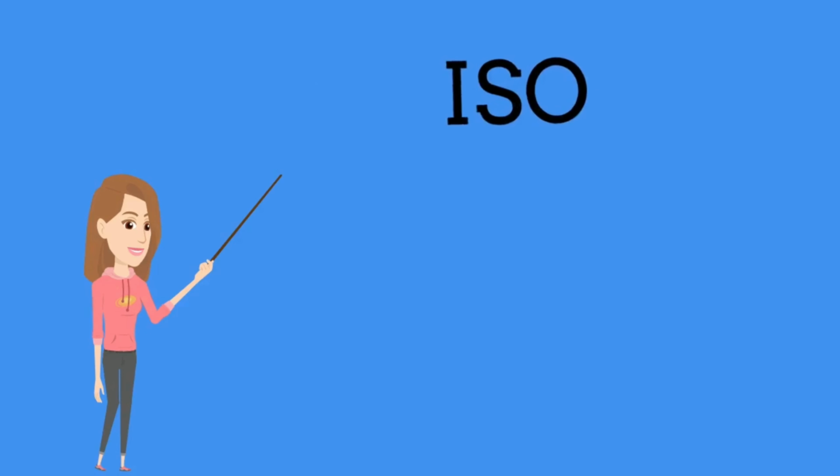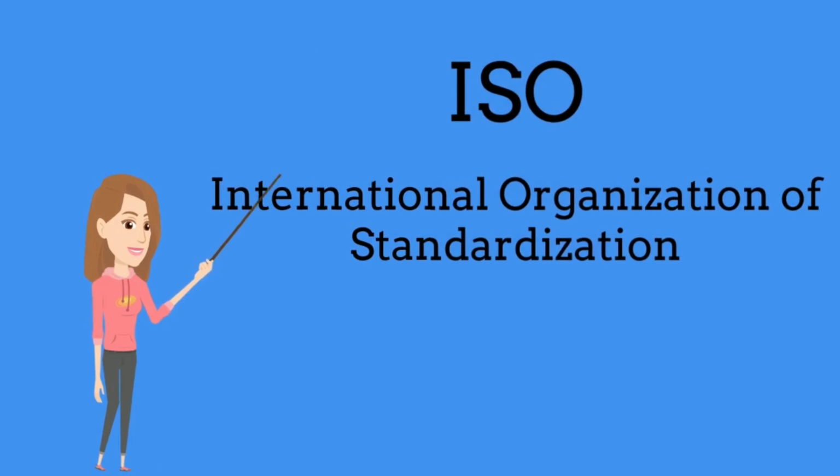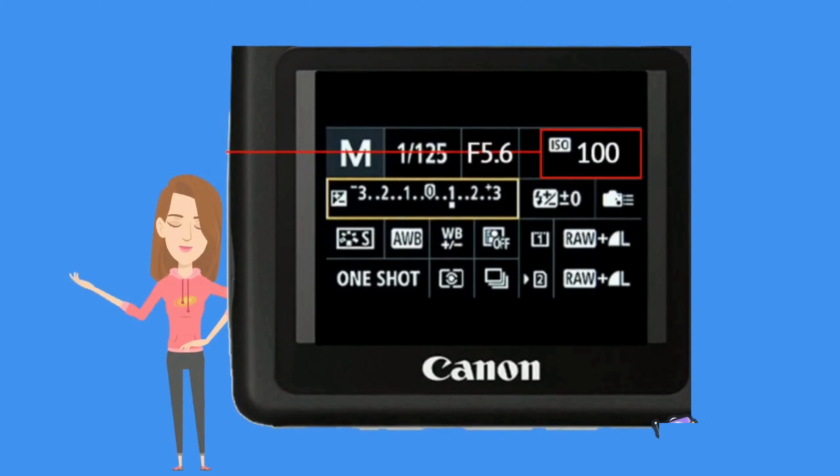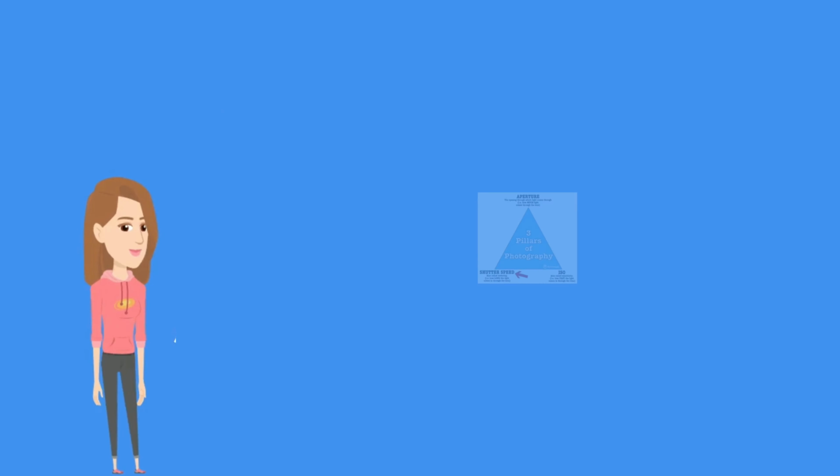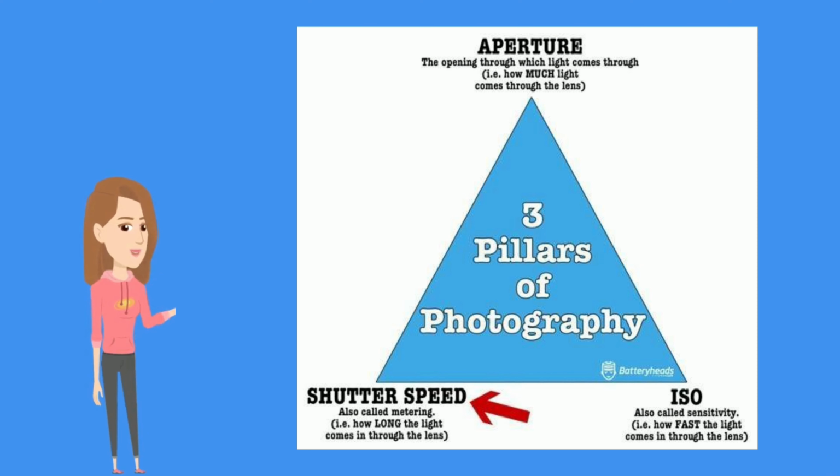ISO simply stands for the International Organization for Standardization, which is the main governing body that standardizes sensitivity ratings for camera sensors. Having a standard of sensitivity is important, as it allows you to shoot the same ISO on different cameras and trust that the exposure value will be equal. ISO is one of the three pillars of photography, and it has a major effect on your images.